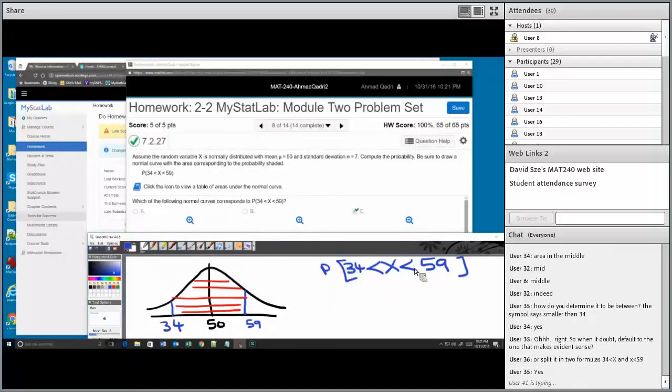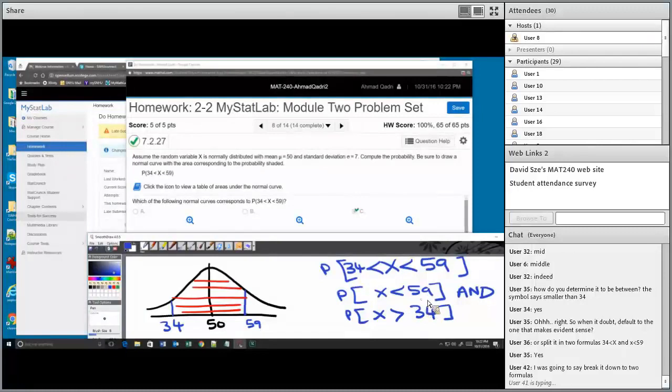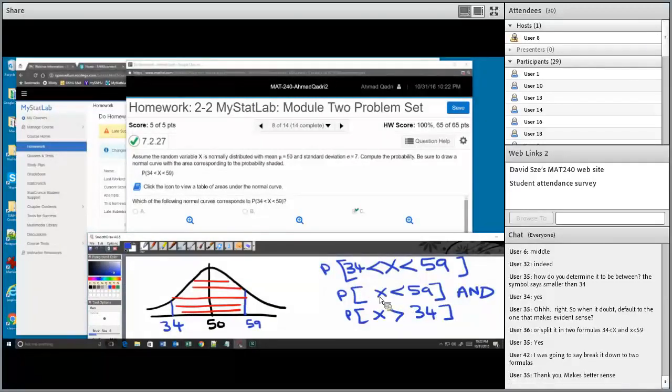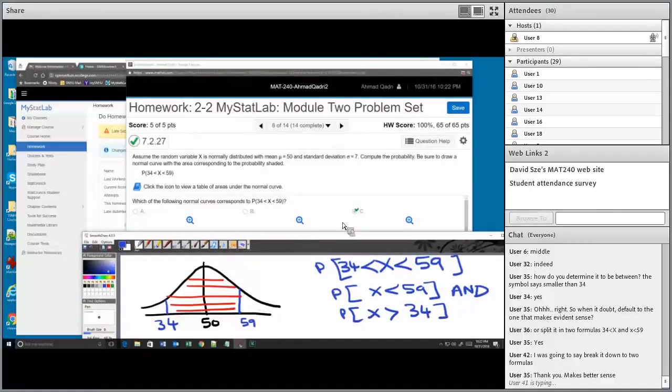Yes, or like Rob is saying, Rob actually has a very good solution, is to consider this as two different scenarios where X is less than 59 and X is greater than 34. Both conditions must be true. So you can think of it this way as well. And when you think of it this way, then you will always end up with this scenario. Okay? Rob, that's a very good suggestion. Thanks for pointing that out. So we should thank Rob for that. Excellent. Okay, so we just got that.